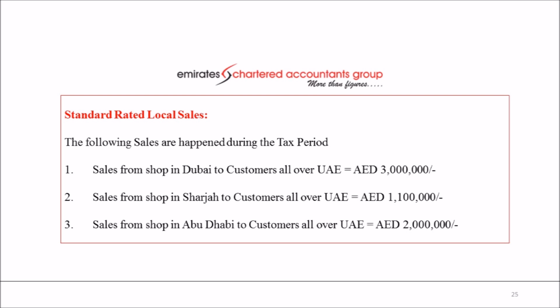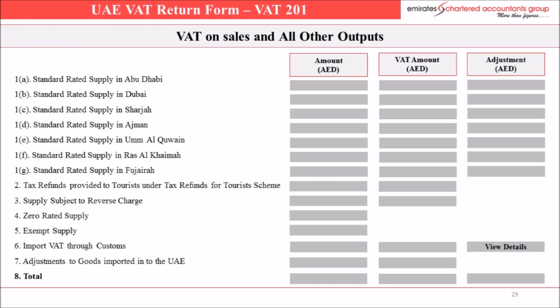Here we are showing some sales. Three transactions are shown here. Sales from Dubai to customers all over the UAE, total value 3 million. Sales from a shop in Sharjah to all customers in the UAE, 1.1 million. And sales from an Abu Dhabi shop to all customers all over the UAE, 2 million. So let us see how the tax liability has to be accounted for these transactions.